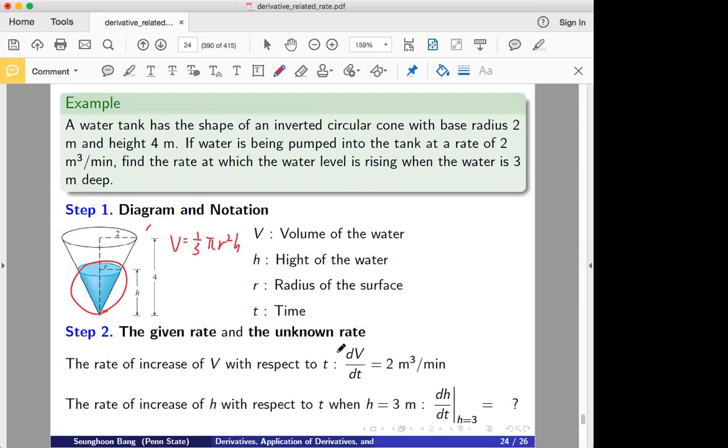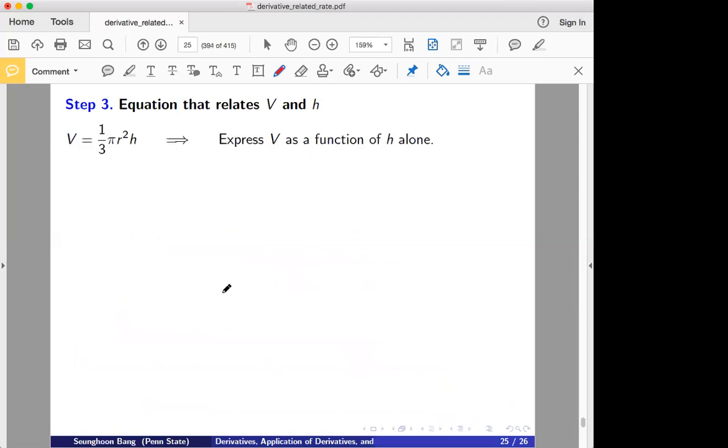We have V and h. But from step 2, we don't have r. We don't have dr/dt. So what does it mean? You have to eliminate r. How can you eliminate r? Express V as a function of h alone. Eliminate r. How can you eliminate?